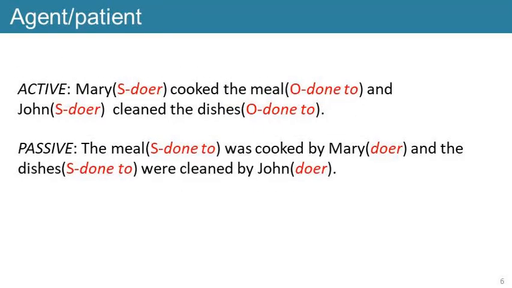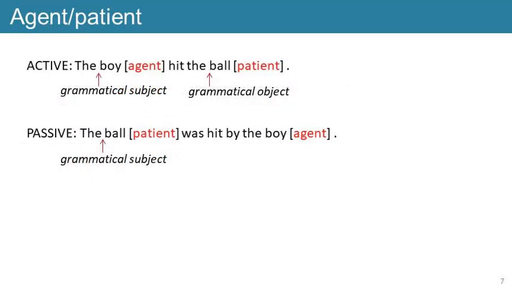As you see here, the grammatical subject of an active sentence is the doer of the action, and the object is the done to. In the corresponding passive version, the done to becomes the grammatical subject. In order to consistently name the doer and the done to, the terms agent and patient are used respectively. So in both the active and the passive sentences, the agent is the boy and the patient is the ball.